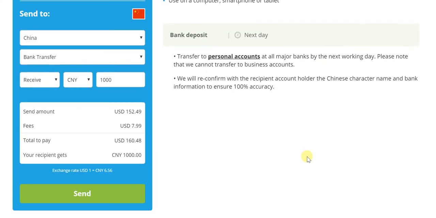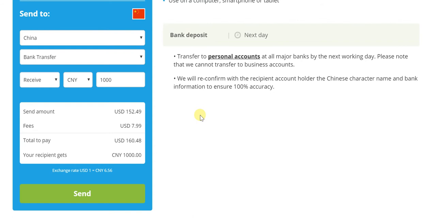to receive. Now, for that, for you, the send amount would be 152.49 US dollars with applicable WorldRemit fees of 7.99 US dollars, whereby the total for you to pay would be just 160.48 US dollars for the recipient in China to receive 1,000 Chinese yuan into his or her personal bank account at the exchange rate of 6.56 Chinese yuan to a US dollar.